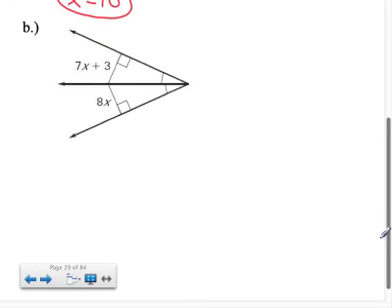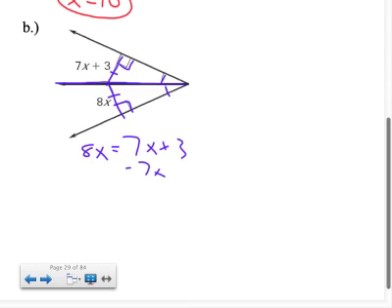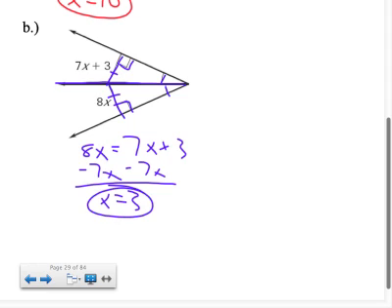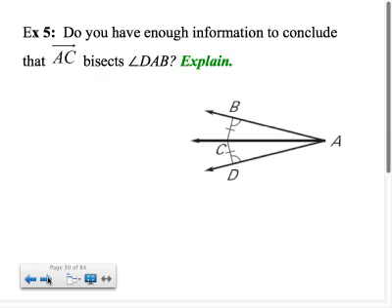In part B, it's important to recognize this is the angle bisector. This guy's the angle bisector, so we know then that these two pieces, since they're both perpendicular, must be equidistant. So 8x has to be the same length as 7x plus 3. And so all you have to do is a simple one-step equation, subtract 7x, x equals positive 3.